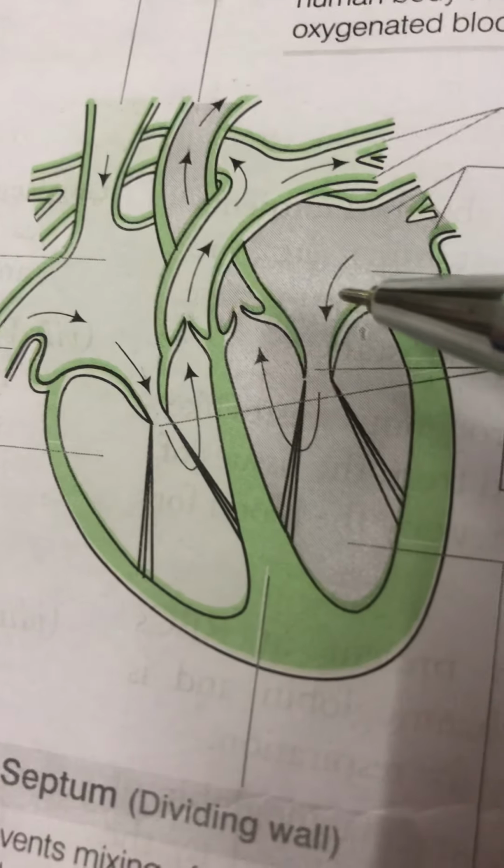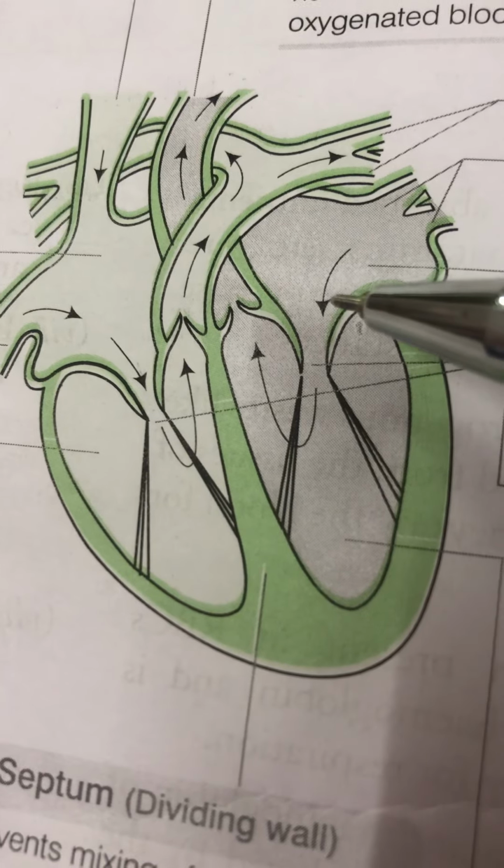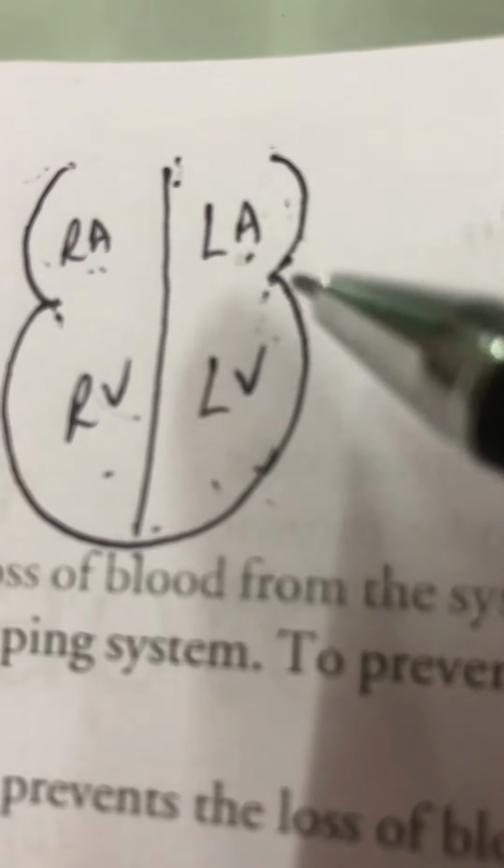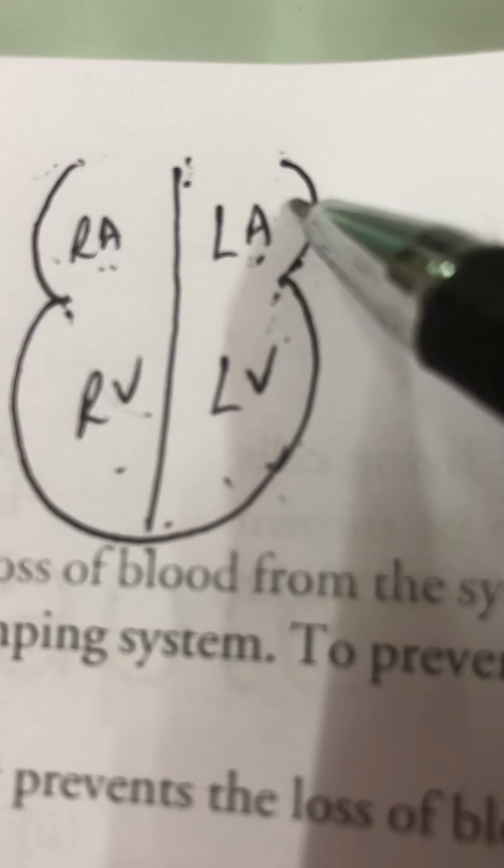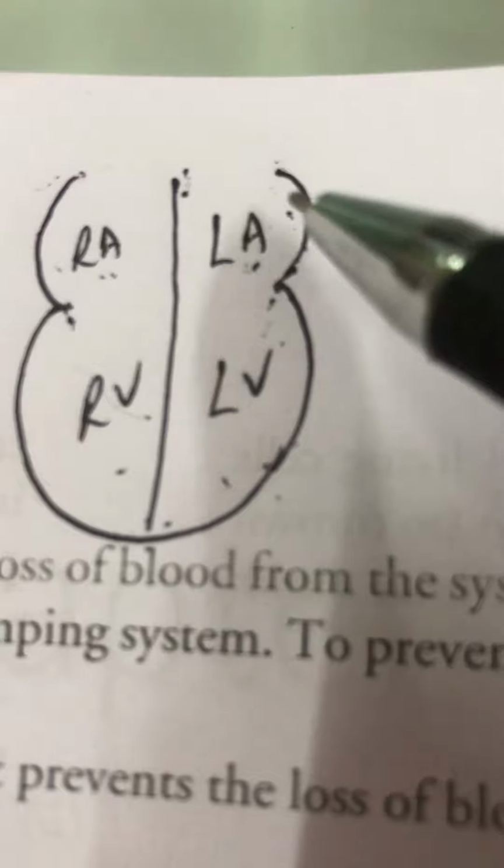There are mainly two chambers if you look at the heart externally. This is the upper chamber, the smaller one. We call them atria or you call them auricles. These are the lower chambers. You call them ventricles. So from outside if you see, the heart has two chambers, the auricles and the ventricles.